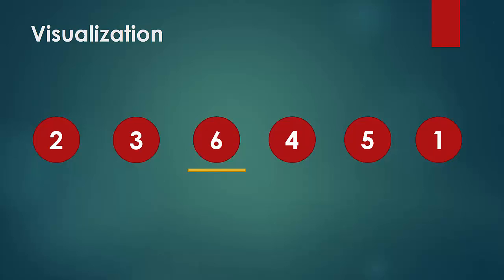Now we're going to look at the third element and compare it to the second. Well, the third element is larger than the second, so we already hit the last element that is larger than 3. So 6 isn't going to move at all. Those first 3 elements are already sorted.